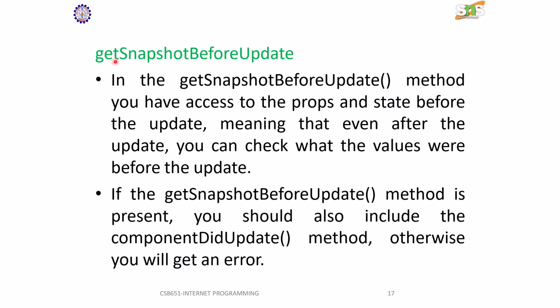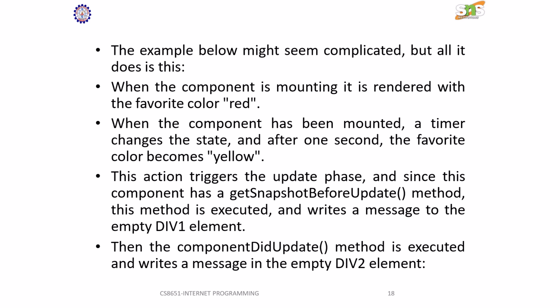Next one is getSnapshotBeforeUpdate. In this method, you have access to the props and state before the update, meaning that even after the update, you can check what the values were before the update. If the getSnapshotBeforeUpdate method is present, you should also include the componentDidUpdate method, otherwise you will get an error. Got it? The example may seem complicated.